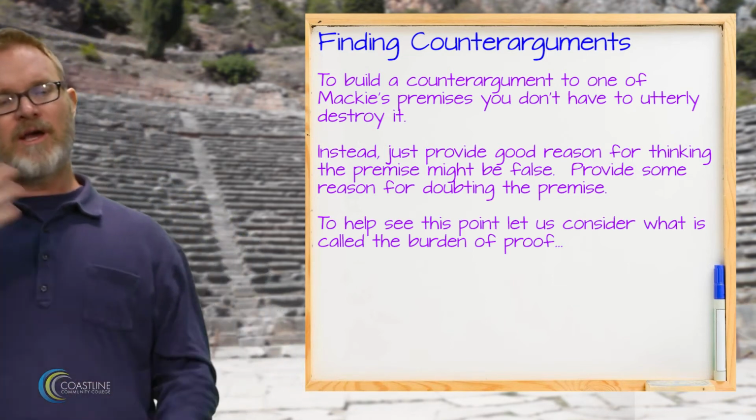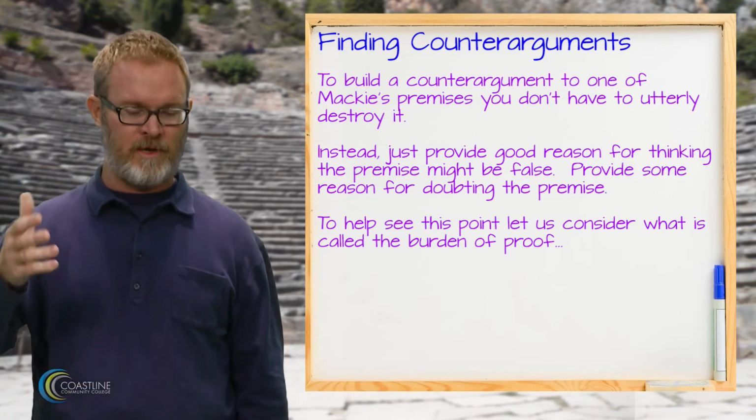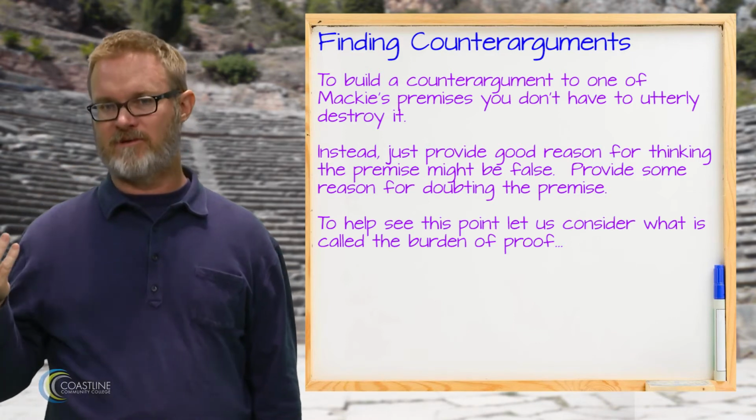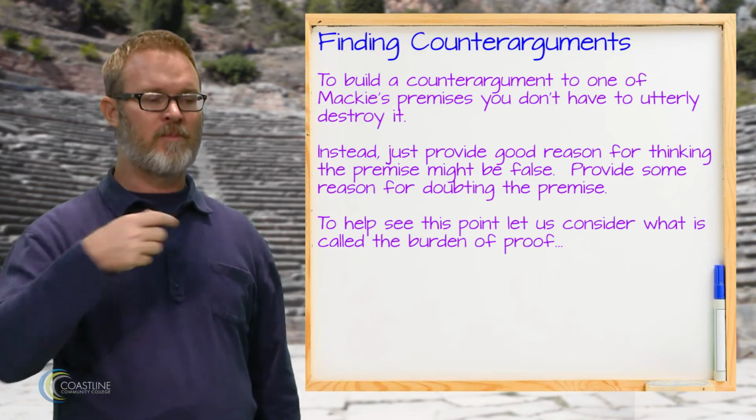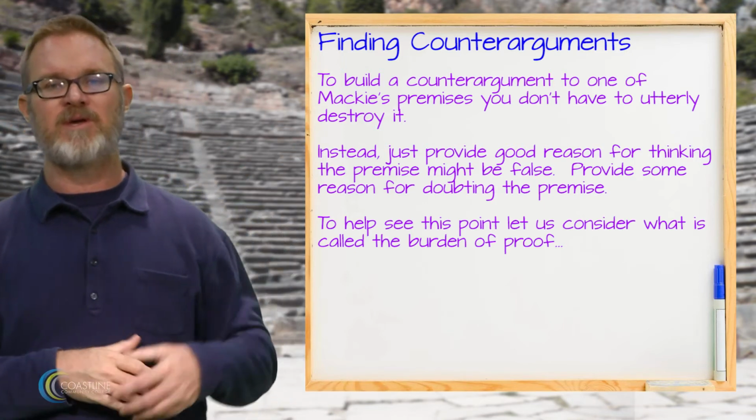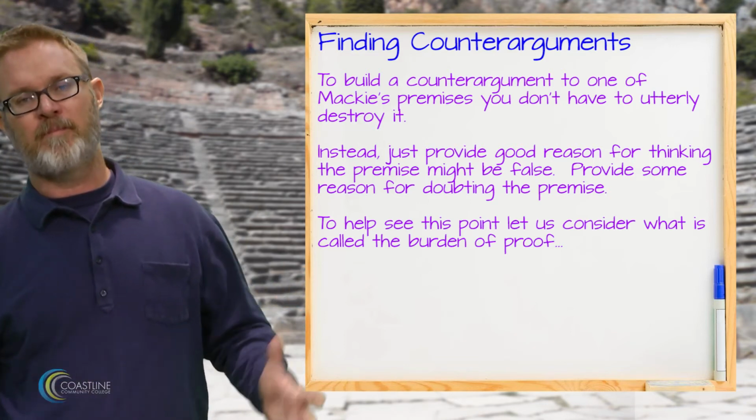That's it. So all I have to do really when I build my counter argument is just build a little bit of doubt about one of his premises. And if I'm able to build a little bit of doubt about one of his premises, then again, the burden of proof is back on him. He's got to defend that premise then, right?